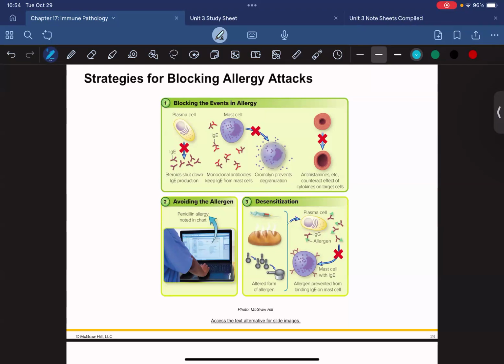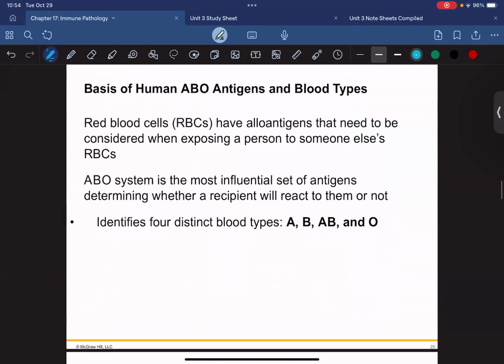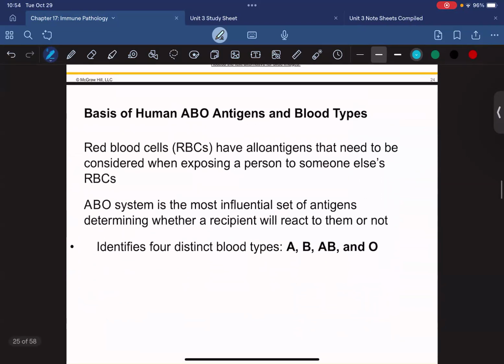But anyways, desensitization, we already talked about introducing little amounts to trigger that IgG response. Next up is our type 2 responses. So that's where we're going to get into our blood type stuff.